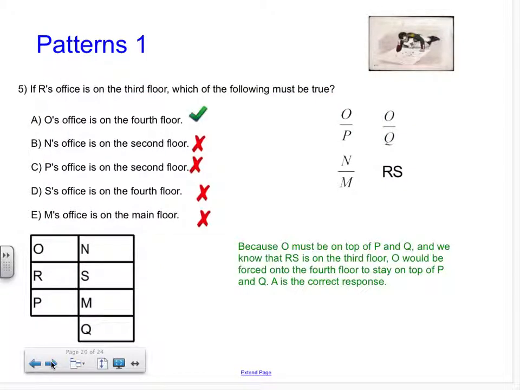Just to recap quickly, because O must be on top of P and Q, and we know that R and S are on the 3rd floor, O would be forced onto the 4th floor to stay on top of P and Q. A is the correct response.